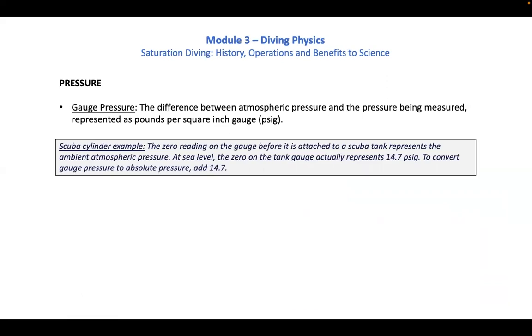Gauge pressure is simply the pressure being measured without taking into account atmospheric pressure. For example, if you attach a gauge to a scuba cylinder and it reads 0, it still has 14.7 psi in it. But since we are not taking atmospheric pressure into account, the gauge will read 0.